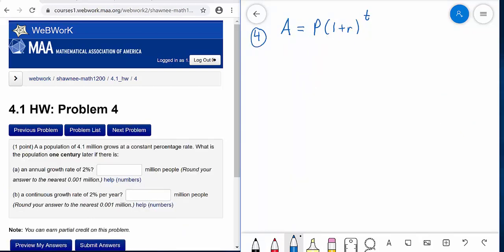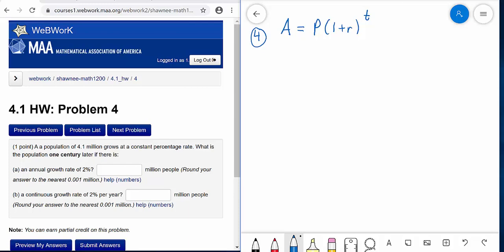So for problem number 4, we're given that a population of 4.1 million people grows at a constant percentage rate. So this is an exponential growth problem. It says, what is the population 1 century later? And we have two different conditions. In part A, we have an annual growth rate of 2%.